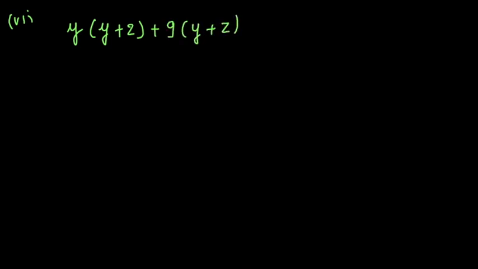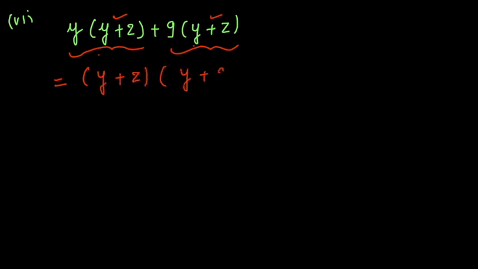Now, students, wherever you are stuck, please pause the video. Question number 6, rather part 6 of the same question: y into y plus z plus 9 into y plus z. This is a very simple question. Please pause the video and try to solve these questions on your own, and then compare your answers with my answers. Okay, now the regrouping has already been done, the common term has been taken. So when you are getting two terms, your common term is y plus z and you are left with y plus 9 only. So this is also done.